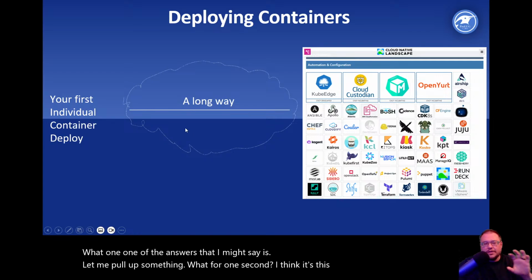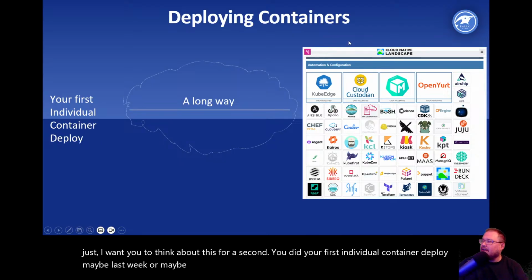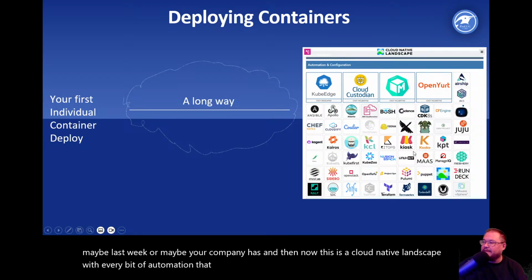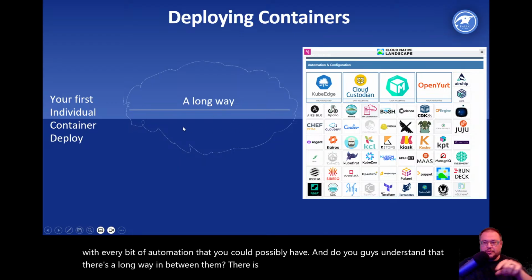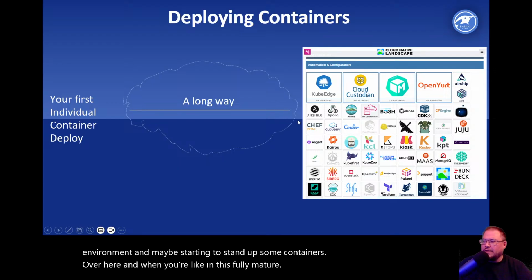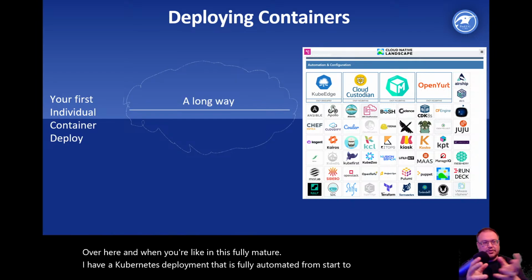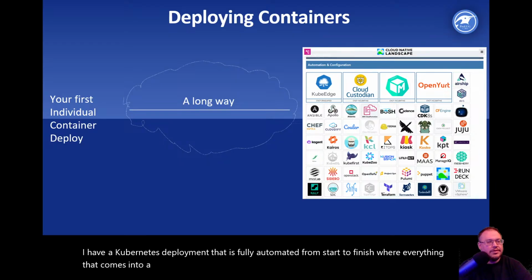Yeah, right here. I want you to think about this for a second. You did your first individual container deploy maybe last week, or maybe your company has, and then now this is a cloud native landscape with every bit of automation that you could possibly have. And do you understand that there's a long way in between them? There is a huge gulf between just having a basic environment and maybe starting to stand up some containers over here, and when you're in this fully mature Kubernetes deployment that is fully automated from start to finish, where everything that comes into a pipeline becomes a whatever in its own namespace and does all these things.